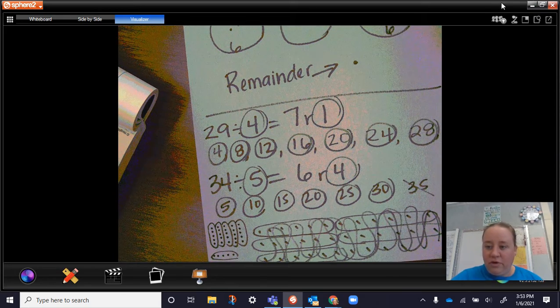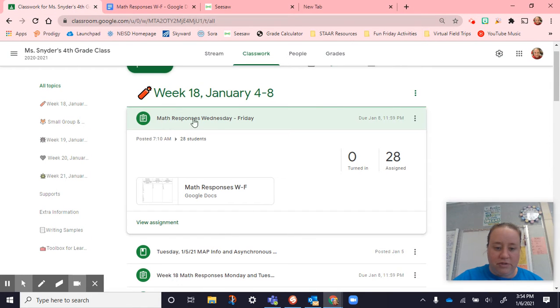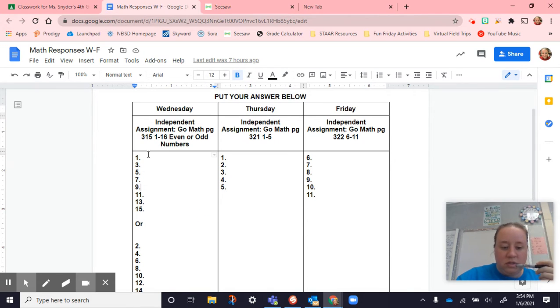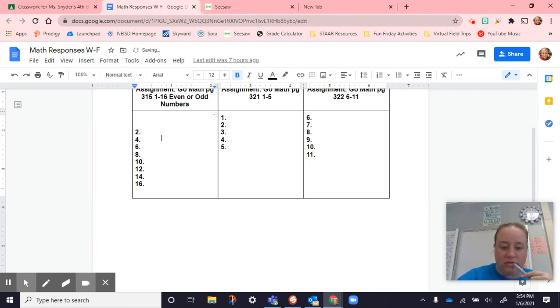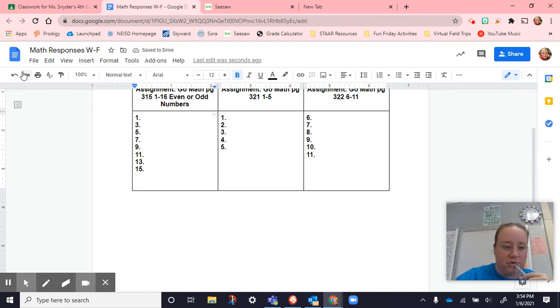And then those answers, you did page 315. So those answers go on this document here, the Monday that's in Google Classroom, math responses Wednesday through Friday. That goes here. So we're either doing the even or the odd. If you're doing odd, you're going to do 1 to 15 here and skip those evens, or the even numbers are here. So if you chose to do even, just highlight those and take those out and just put your even numbers. If you did odd, highlight those, take them out, and just leave the odd numbers there.